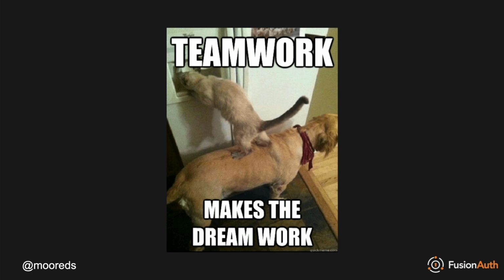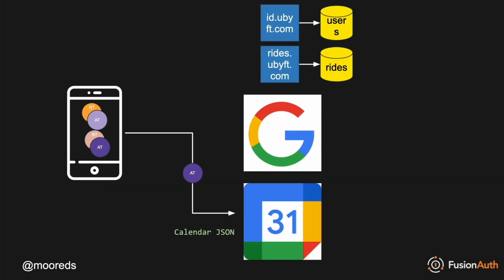There's nothing to say that you can't have this work across multiple different APIs, right? Including first-party and third-party APIs. So we might get the calendar JSON first, and then later get the rides JSON. And we've previously gotten both different kinds of access tokens.